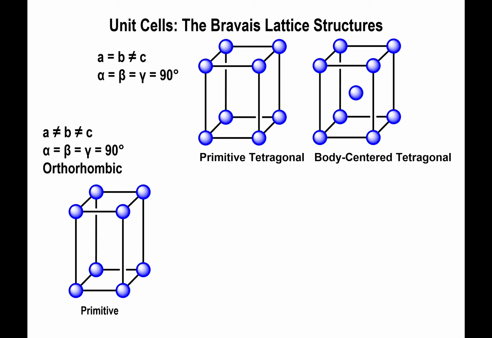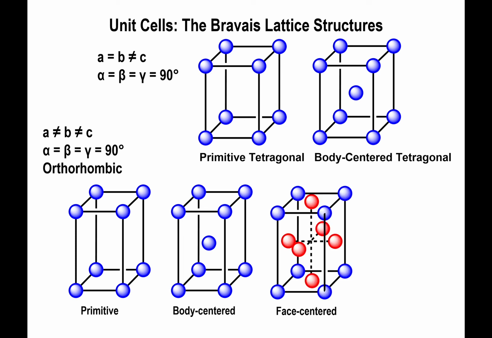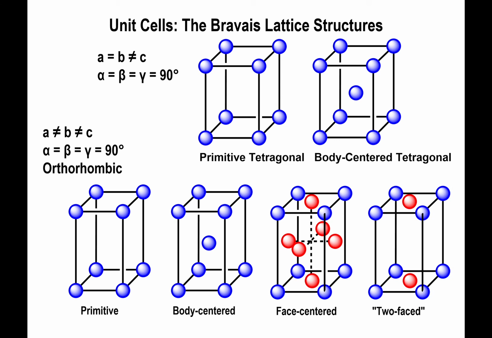And once again, if you have atoms on the corners, you're dealing with the primitive structure. If you have one atom in the center, you're dealing with the body center structure. If you have atoms on the faces of the unit cell, we call that the face center structure. And the orthorhombic also has one more, in which you only have two faces occupied, opposite faces, and this is called the two-phase structure.